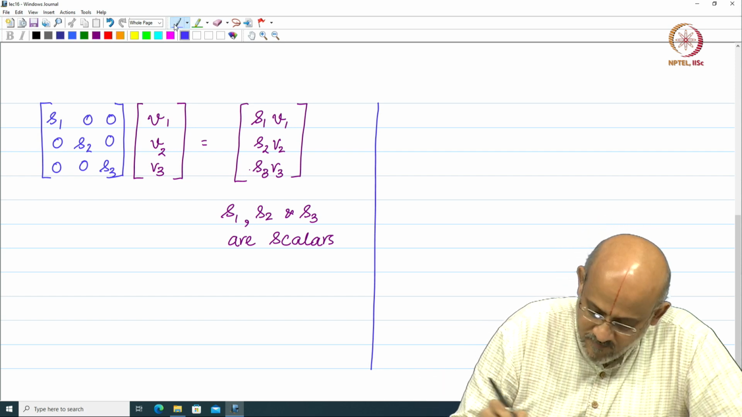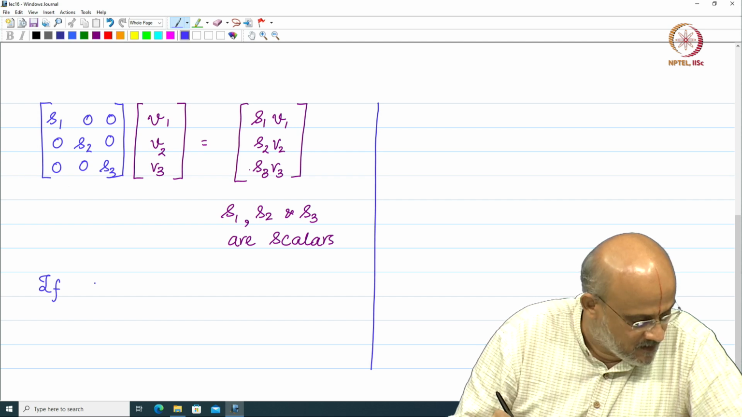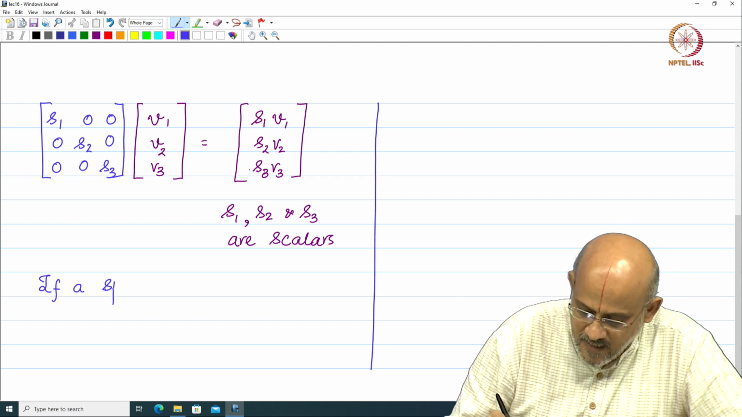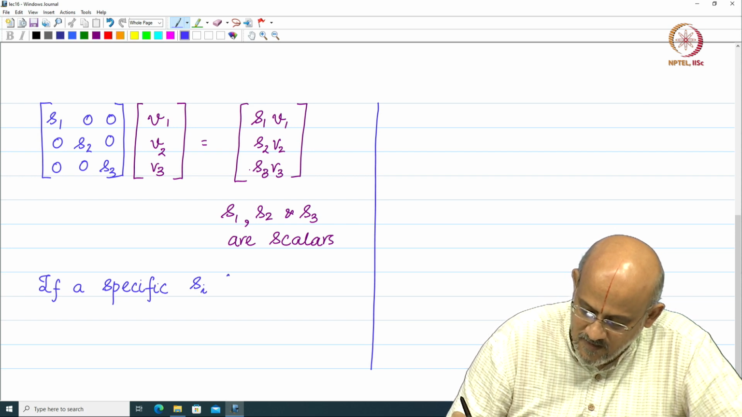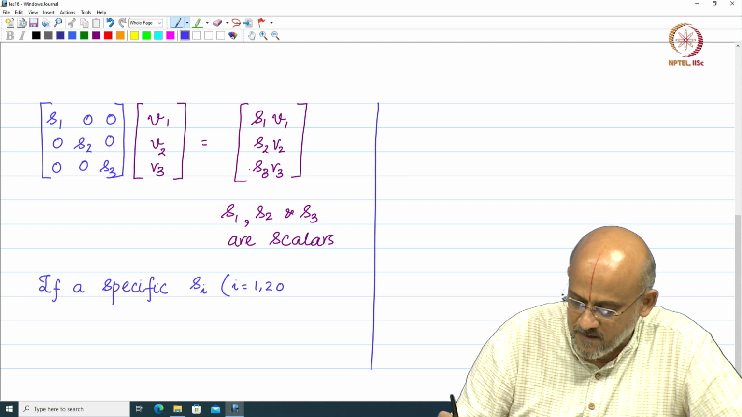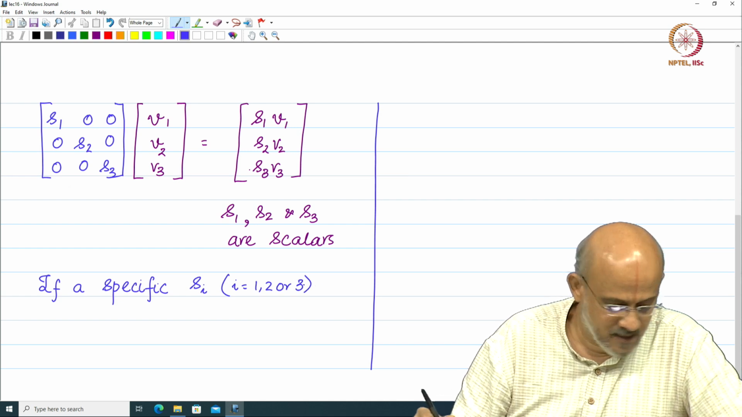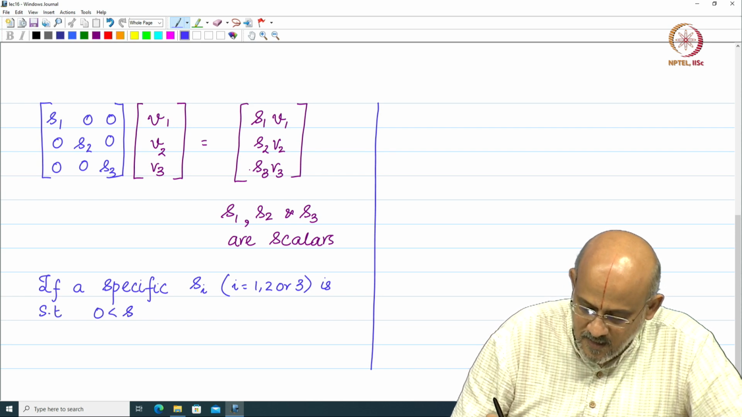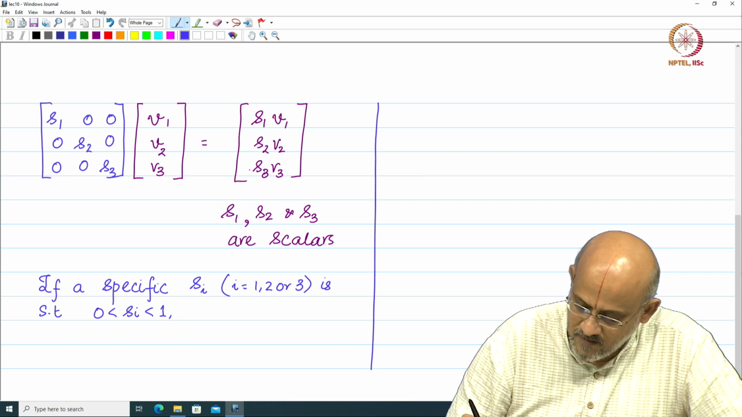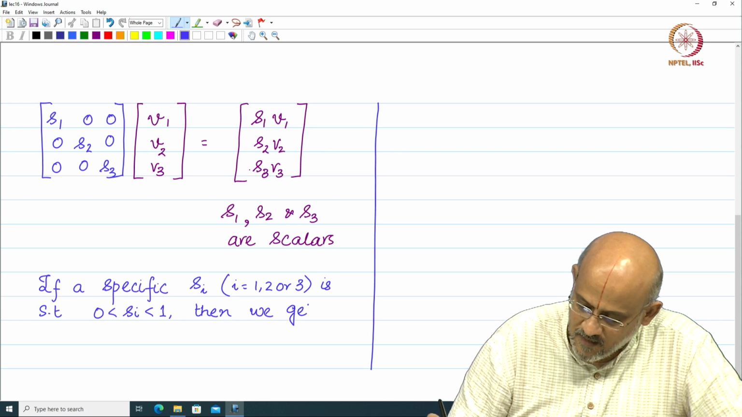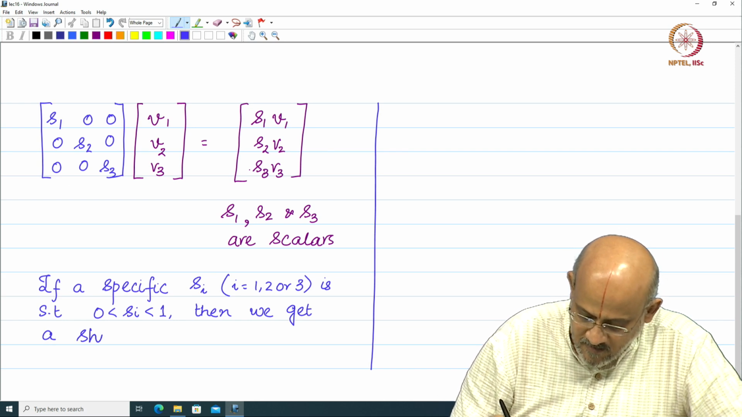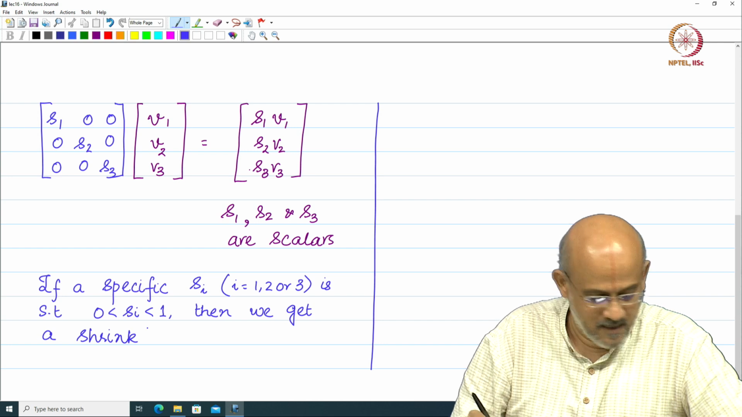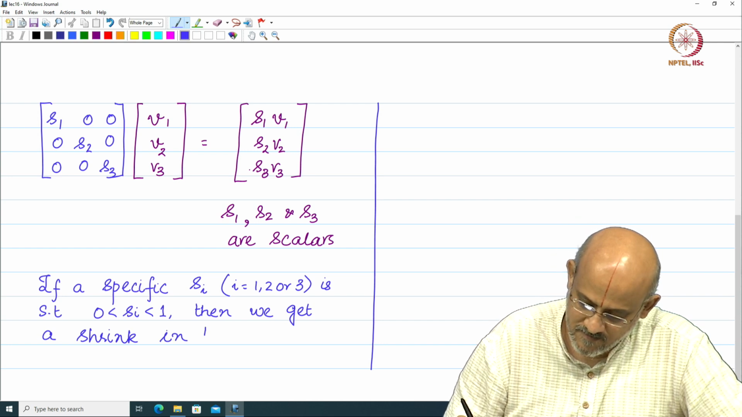So, we say that if a specific Si, where i is 1, 2 or 3, is such that 0 is less than Si less than 1, then we get a shrink along the ith direction.